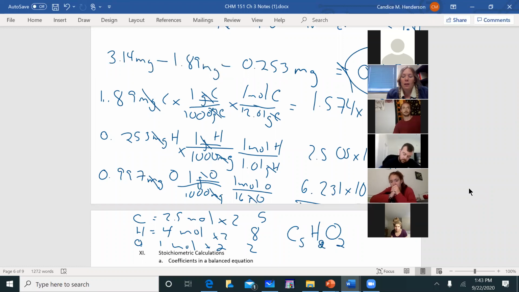Okay, well, we're going to leave that for today. So we will do another combustion problem on Thursday, and then we'll get to do more stuff too. We'll get to do the limiting reactant. So there's a lot in this chapter.